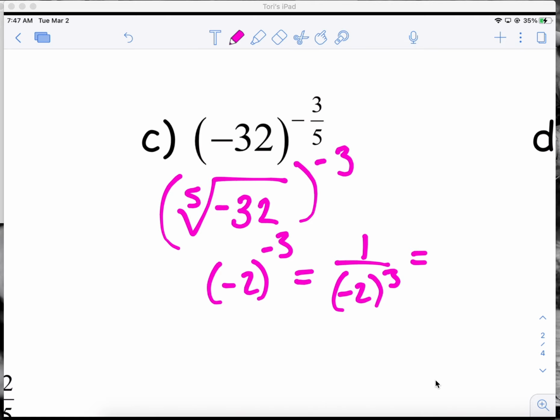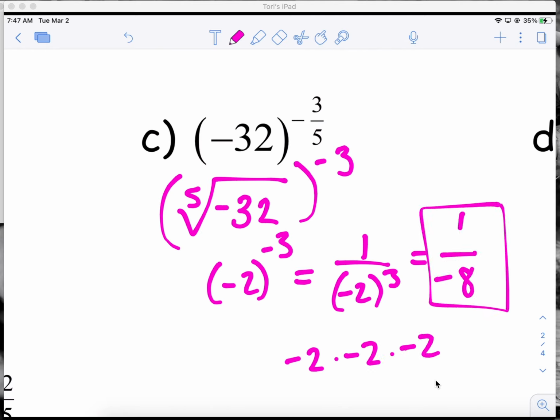Anything negative, if you raise it to an odd power, stays negative. So that's like saying negative 2 times negative 2 times negative 2. That's going to give me 1 over a negative 8. Final answer.